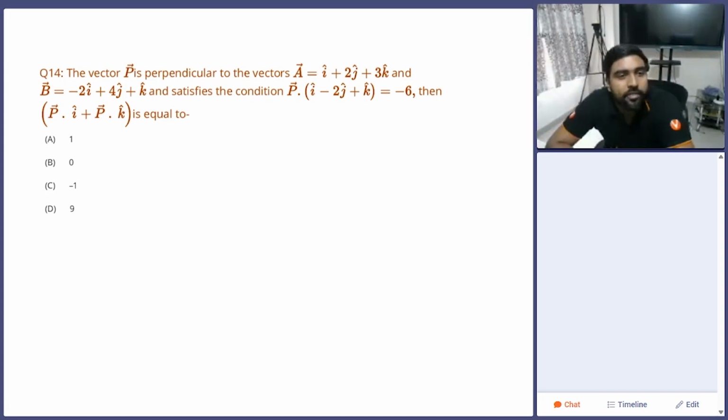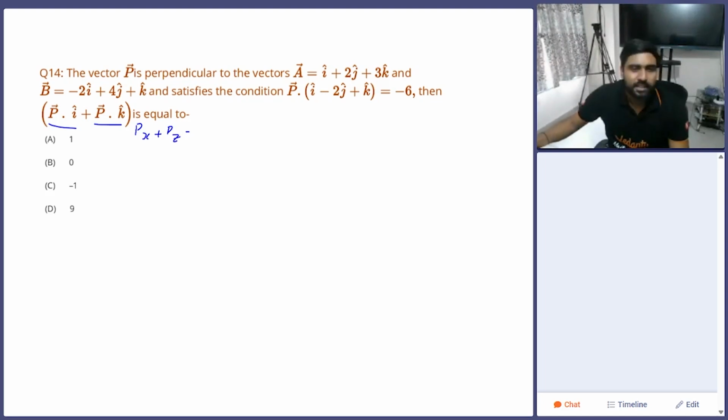Moving on, let's have a look at the next one. Okay, so what do we have? We have P vector. It is said to be perpendicular to both A and B vectors, and it satisfies this condition of P dot (i cap minus 2 j cap plus k cap). What is the value of P dot i cap plus P dot k cap? Basically, X component plus Z component they're asking. Get the P vector and find the X component and Z component addition.